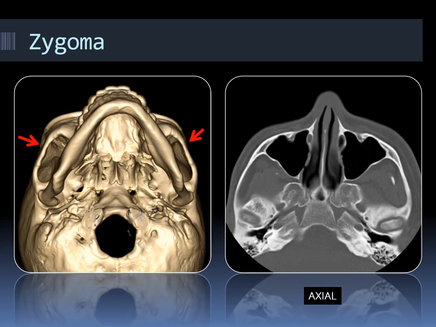This is another view of your zygoma. It's a 3D recon CT scan where you could appreciate your zygomatic arch here, and here, the left side.